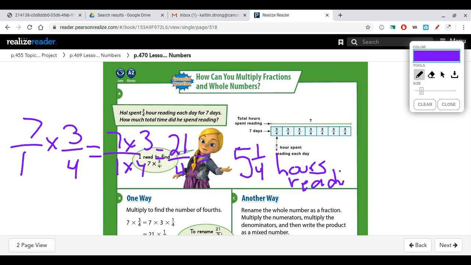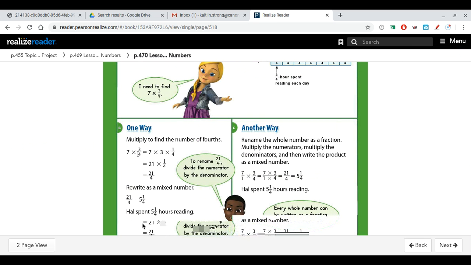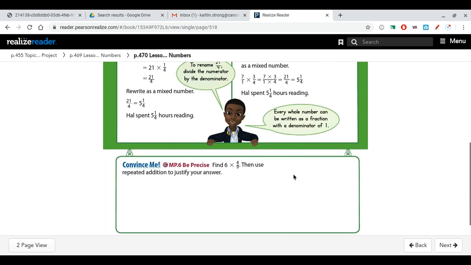And so you'll notice that in the one-way example, they talk about just making sure that you multiply the 7 times the 3 and then write it over 4. That's one way that you can do it. But I really like this visual, just putting the 7 over 1 and then multiplying the denominators together and the numerators together. It will really help you as we continue to move forward with multiplying fractions. It will give you guys that consistency.